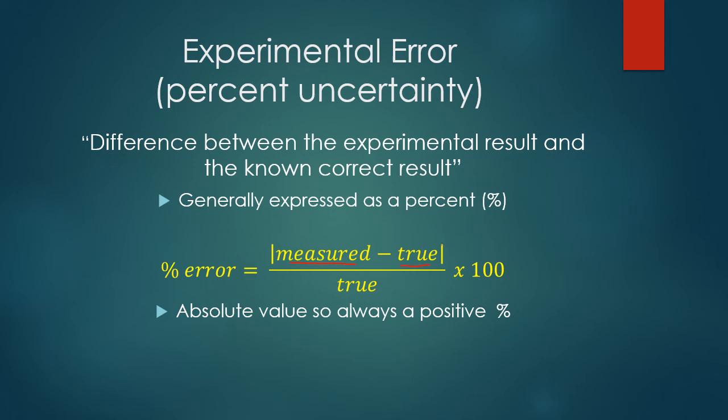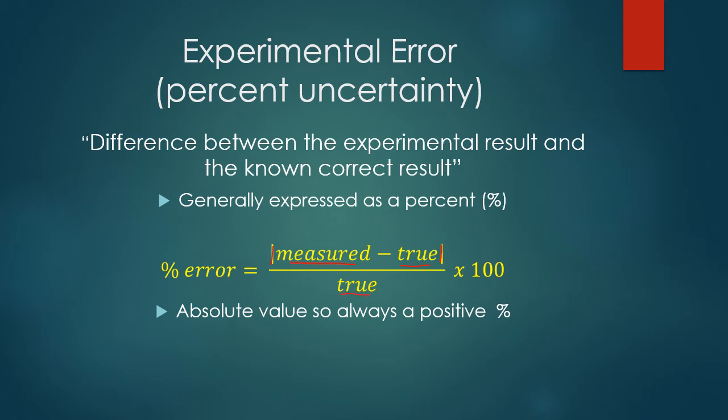Notice that subtraction has bars around it. What these bars are called is absolute value bars. So when you do that subtraction, if you get a negative number, you want to make sure that you change it to a positive. You don't change the number at all, you just change the negative sign into a positive sign.